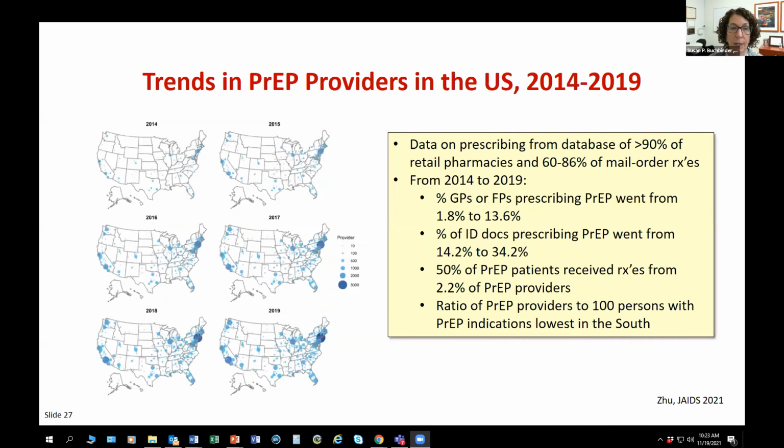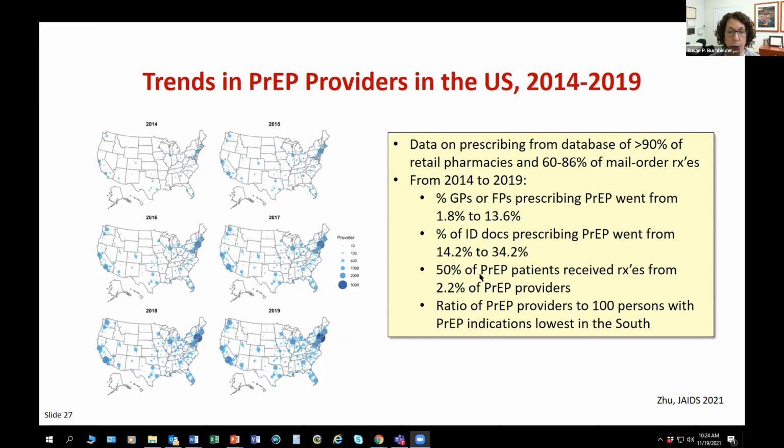What about the provider side of things? Well, this is a map from 2014 to 2019, and you can see that there has been improvement in the proportion of providers who are actually providing PrEP. These data come from a prescribing database of over 90% of retail pharmacies and 60 to 86% of mail order prescriptions. From 2014 to 2019, the proportion of general practitioners or family practitioners prescribing PrEP went from only 1.8% to 13.6%. The proportion of ID docs prescribing PrEP went from 14.2% to 34.2%.